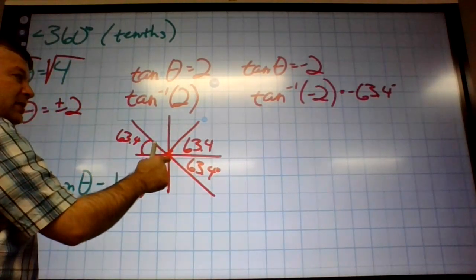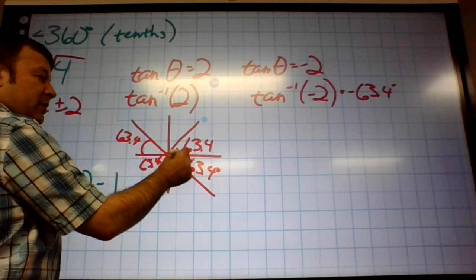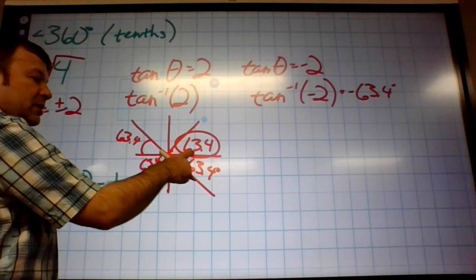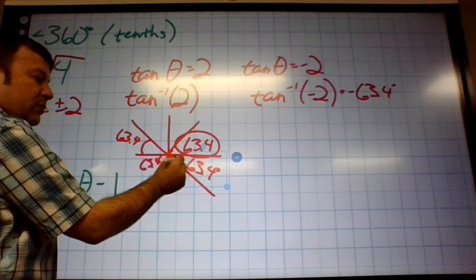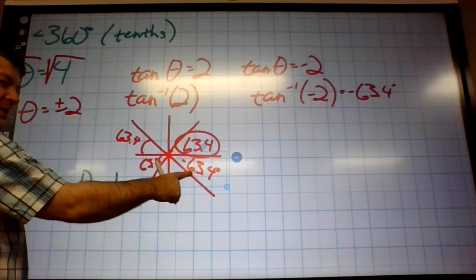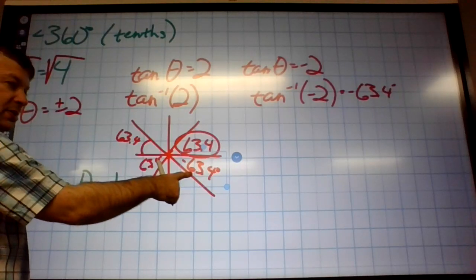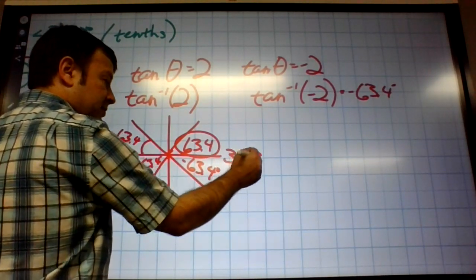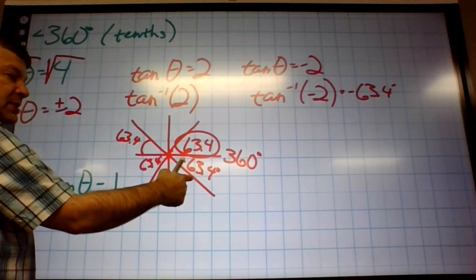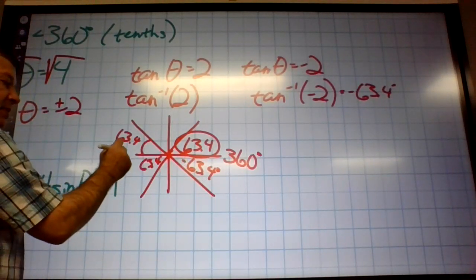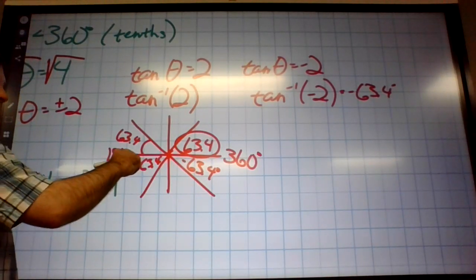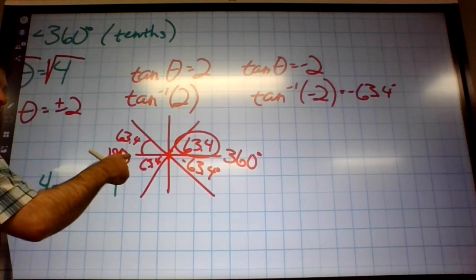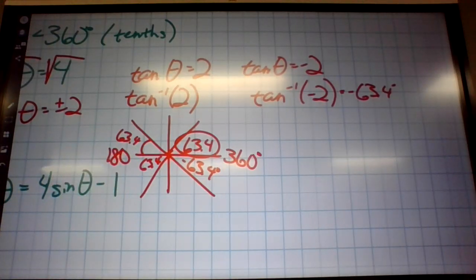The only answer that we have right now is 63.4. Negative 63.4 is not between 0 and 360. So to get the positive version of that, we're going to have to do 360 minus 63.4. And over here, we're going to have to do 180 minus 63.4 and 180 plus 63.4. Clear as mud?